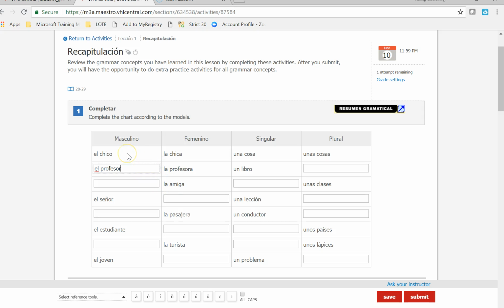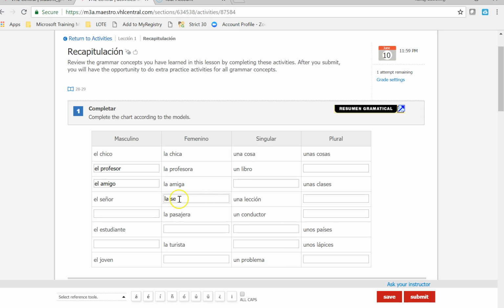The first example, el chico means the boy, la chica means the girl. El profesor is the male professor. La profesora is the female professor. La amiga is the friend who is a girl. El amigo is a friend who is a boy. El señor is the man.